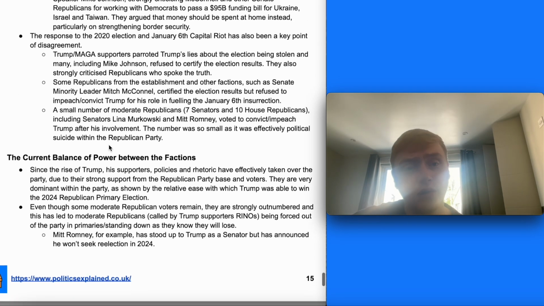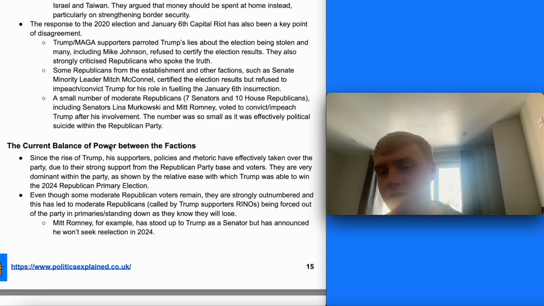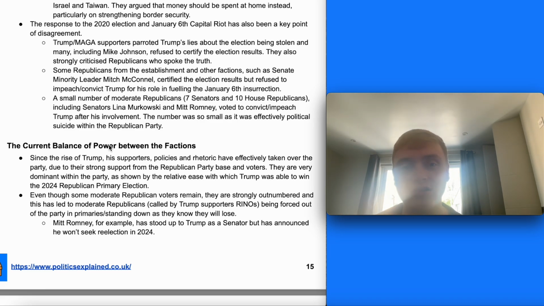The response to the 2020 election and the January 6th Capitol riot has also been a key point of disagreement. So the MAGA supporters parroted Trump's lies about the election being stolen, and many, including Speaker Mike Johnson, refused to certify the election results. They also strongly criticised Republicans who spoke the truth and recognised that there was no evidence for Trump's assertions.